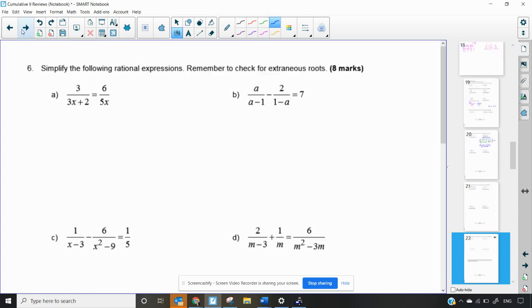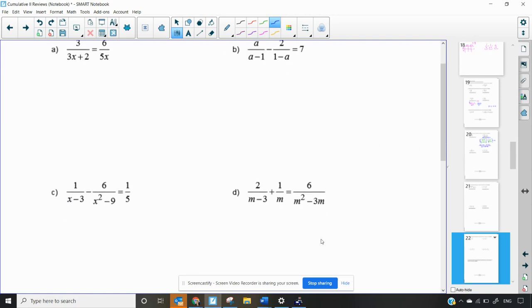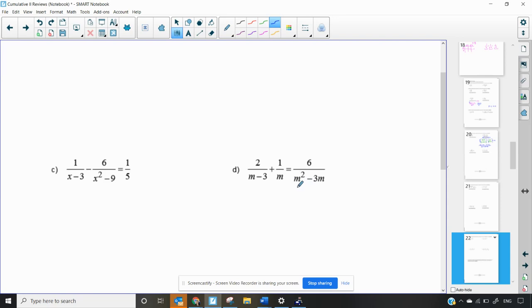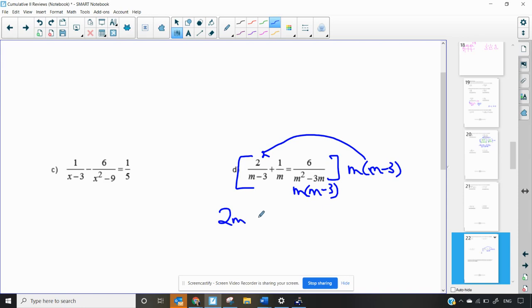All right, we've taken a look at multiplying and dividing. When we get into solving equations, remember again to factor first. So if I wanted to do part D here, I have m minus 3m, and then this becomes m times m minus 3. And so if I wanted to solve this, I would multiply the entire equation by m and m minus 3. And that would cause my m minus 3 to cancel, so I'd be left with 2m. The next one would cancel the m, so I'd be left with 1 times m minus 3. And then 6, and the m squared minus 3m cancels with the m times m minus 3. So from there, I could multiply this out and simplify.